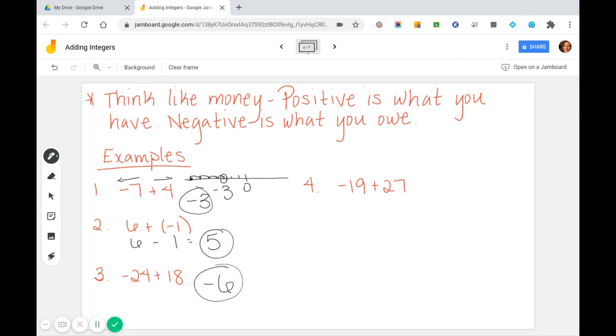Number 4, I owe 19. I have 27. I can pay my $19 bill and still have some money left over. In fact, I would have $8 left over. I have 8 more positives than I do negatives. So my answer is those leftovers, the extras. My answer would be a +8.